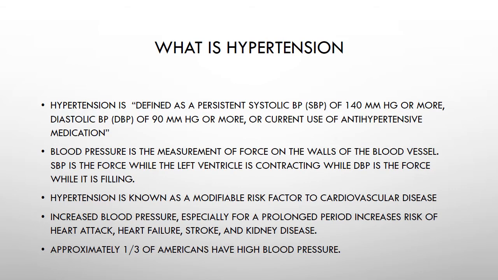What is hypertension? Hypertension is defined as a persistent systolic blood pressure of 140 or more, diastolic blood pressure of 90 or more, or current use of antihypertensive medications. Blood pressure is the measurement of force on the walls of the blood vessel. Systolic BP is the force while the left ventricle is contracting, while diastolic blood pressure is the force while it's filling. Hypertension is known as a modifiable risk factor for cardiovascular disease.